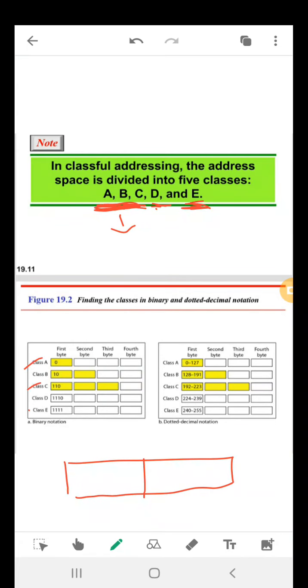Now the first part of this IP address will be used to identify the network, in which network that particular device is. So all the devices that belong to that network will have the same first part, and the second part will be unique for the host, used to identify that particular host.